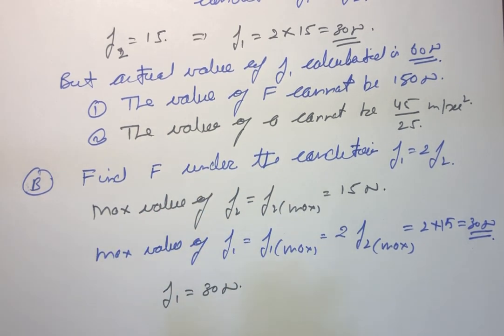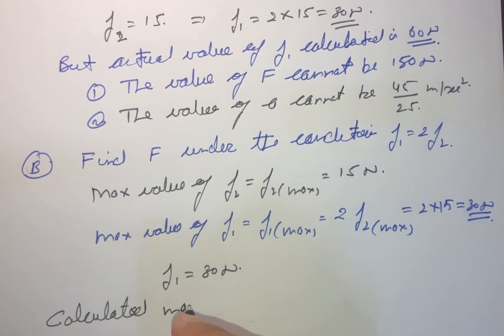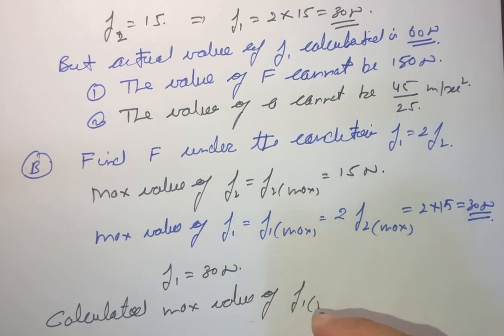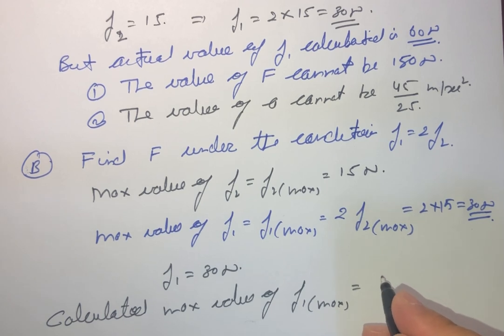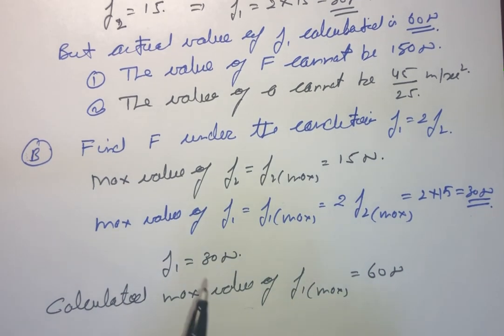And moreover, the calculated maximum value of F1 max is 60 Newton. Let me check. Yeah, it is 60 Newton. So if you compare, the required value is 30 Newton, available value is 60 Newton.